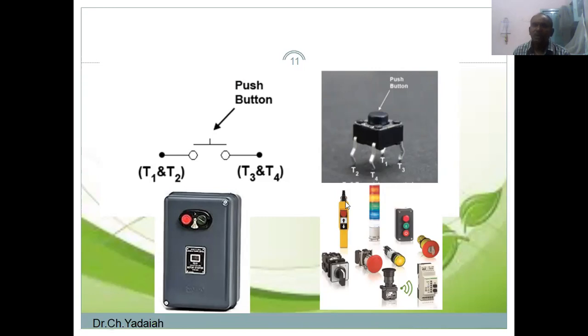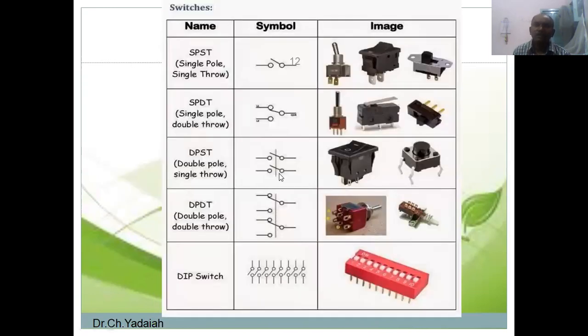Now coming to the overall idea of the switches. Already you have seen the SPST, single pole single throw switch. That means only a single pole, generally controlled with the phase, whether phase or neutral. A single pole single throw switch generally has only two terminals.